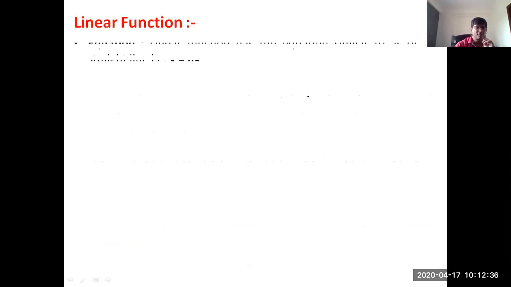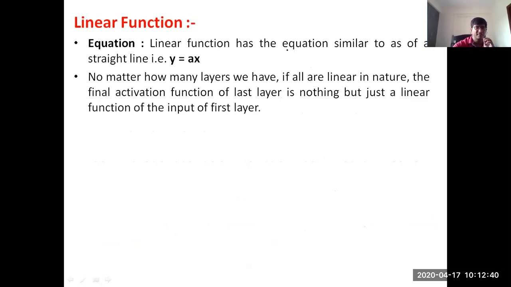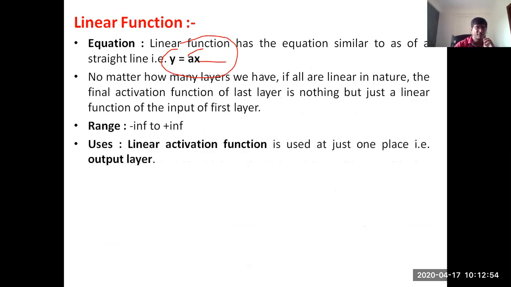We have all done the linear function. As you know, in a linear function y is the output, x is the input, and a is some constant. So it would be of this particular nature, and the range can be from minus infinity to plus infinity. As I've already told, it is basically used for binary classification tasks, and just in one place, that is at the output layer.